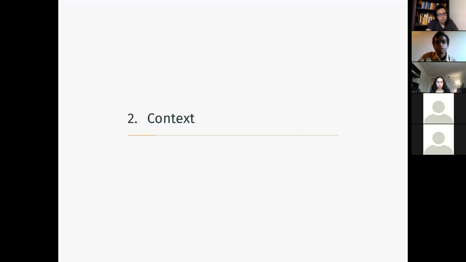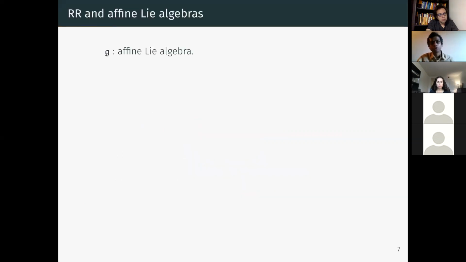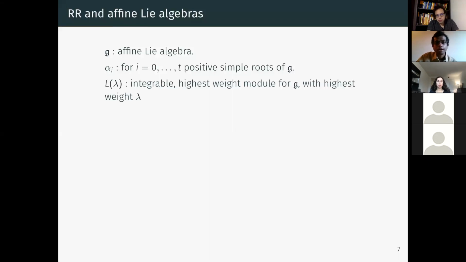Okay, so for me, these are going to come from characters of affine Lie algebras. So this goes back to the work of Lepowsky, Wilson, Feingold, and Milne. So let G be an affine Lie algebra. And let's take the simple roots for G, alpha i. And let's take an integrable highest weight module for G. These are what I'll call the standard modules with highest weight lambda.